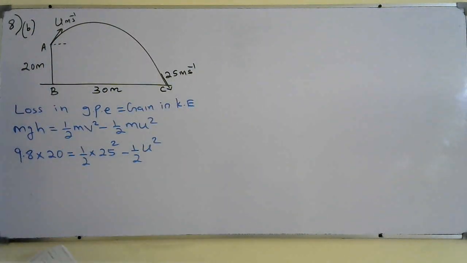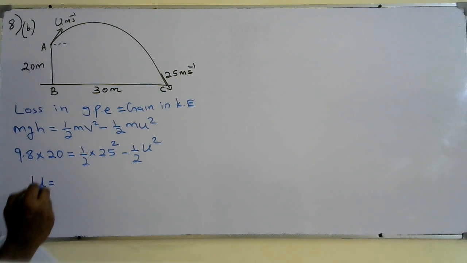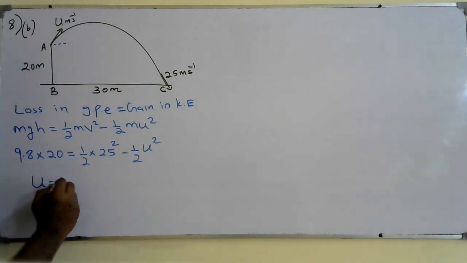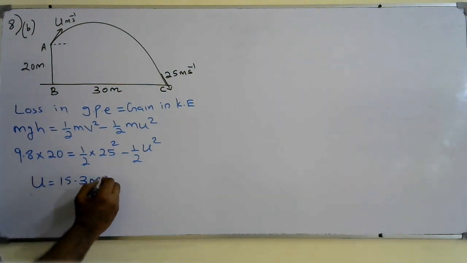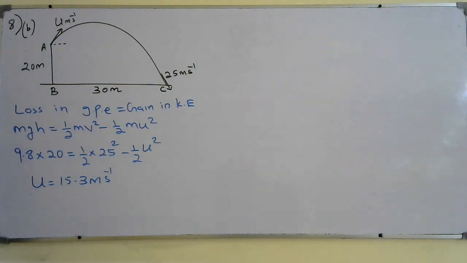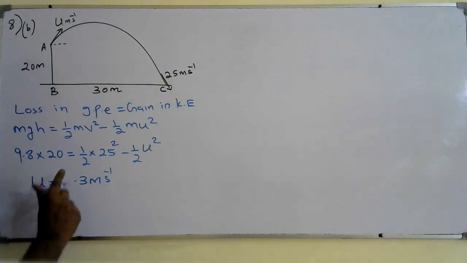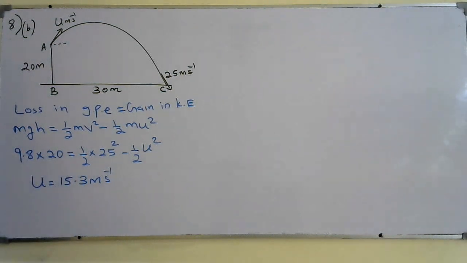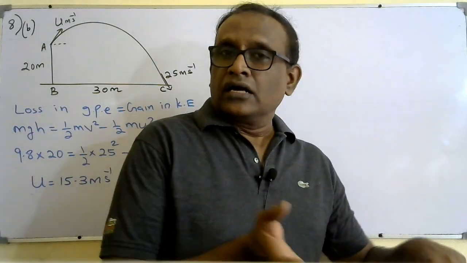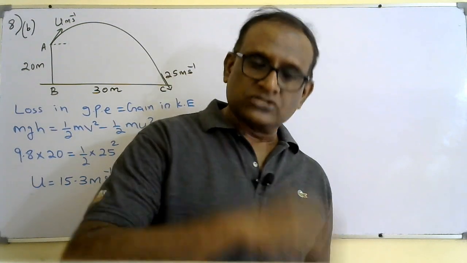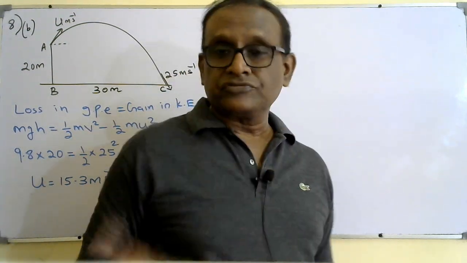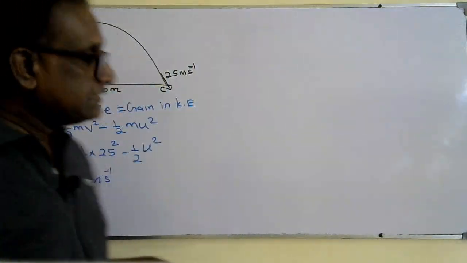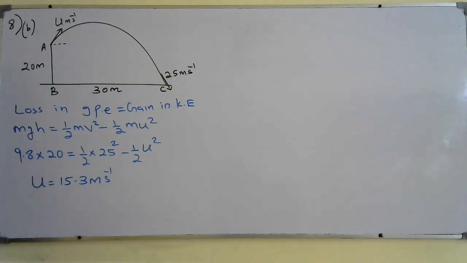So you will get u equal to the square root, and we take it as 15.3 meters per second. That's the initial speed. You can use normal projectile motion also, but here they are asking to use the energy equation. Otherwise, you can resolve and find the time and do it. But here they ask to find it by using the energy equation. So that's what we did like this.